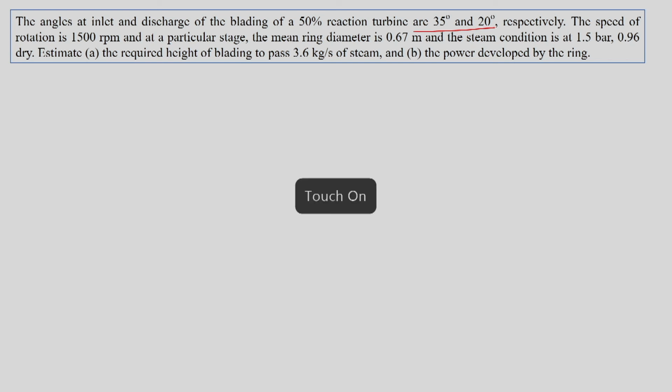Here the very first thing given to us is the degree of reaction, lambda, which is equal to 0.5. We know beta 2 is equal to alpha 1 and beta 1 is equal to alpha 2, if we name them alpha 1 and alpha 2. This is given to us.